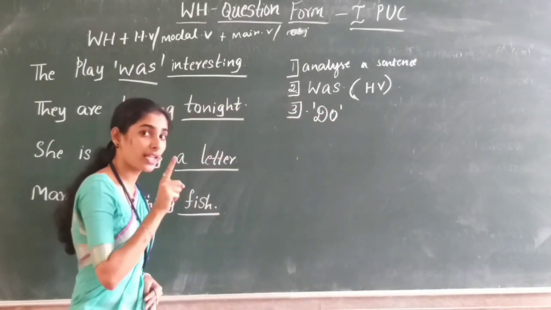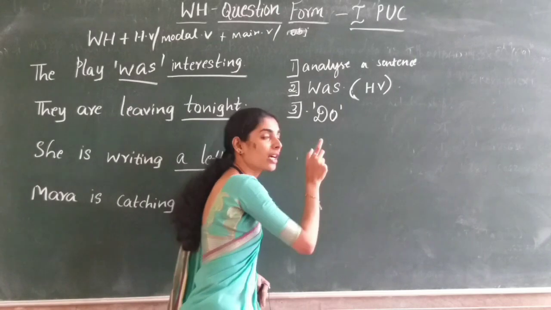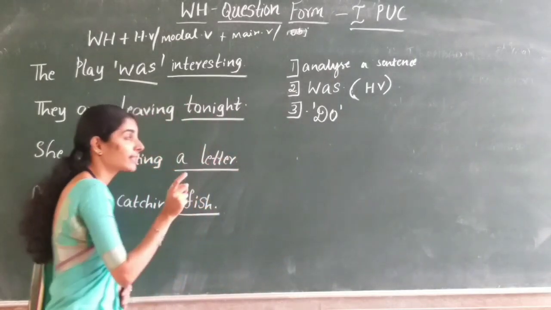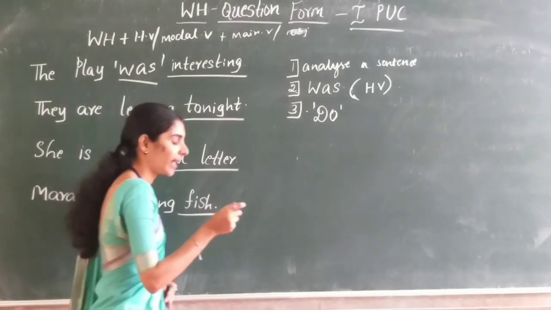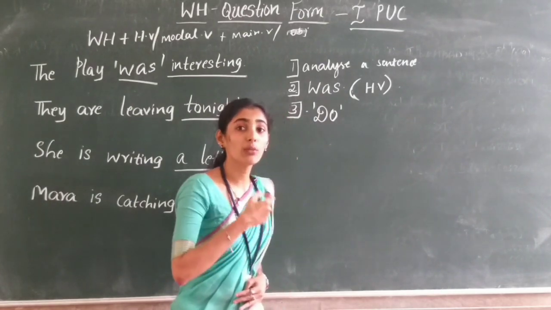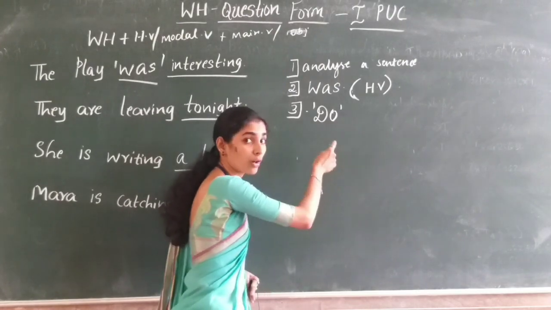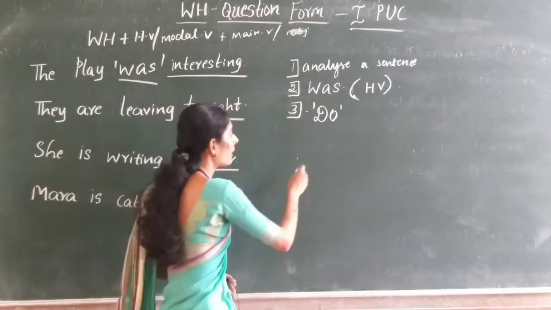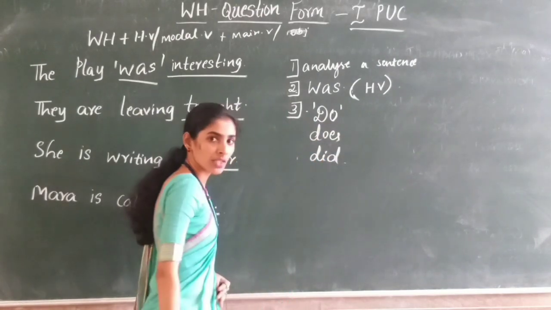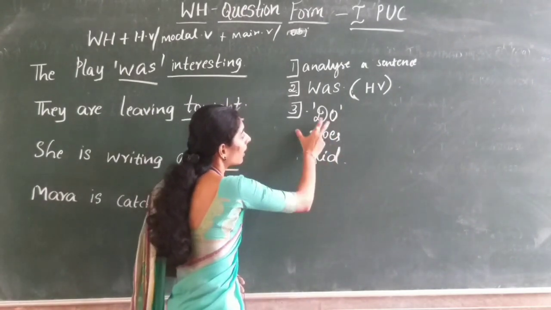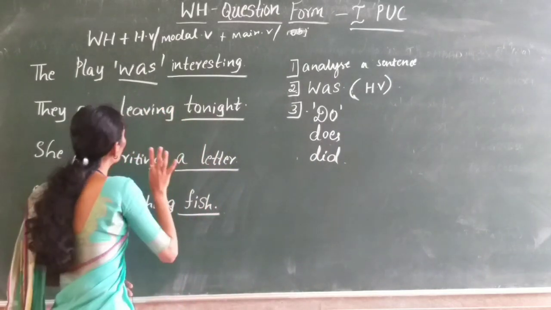Only if you don't find a helping verb in a given sentence, then you have to write do according to the tense of that sentence. Again I am repeating, in case you don't find a helping verb or modal verb in a given sentence, then you have to add the right form of do. There are three forms: do, does, and in the past tense we use did. So you have to use the do form according to the tense of the given sentence.